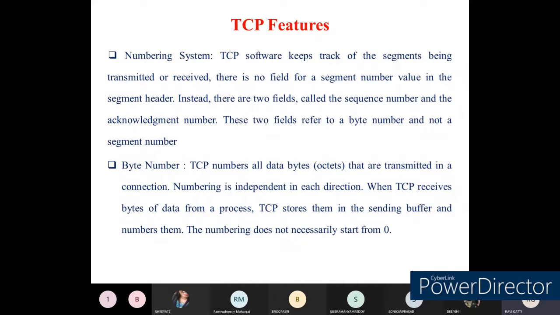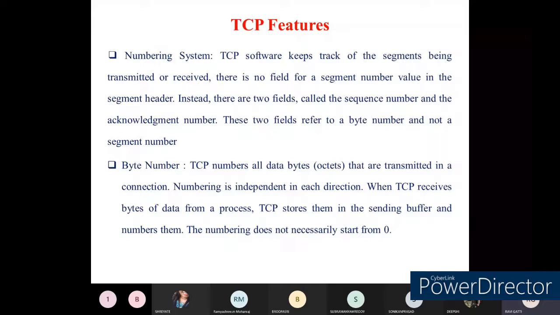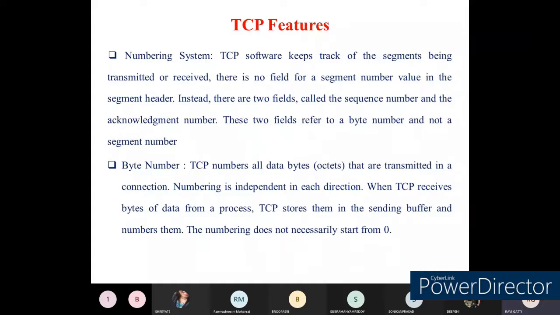This numbering system has two important fields in the segment number. The first one we call the byte number. It is a TCP number for all the bytes transmitted during the connection. This byte number is independent for each direction. Since TCP is responsible for two-way, full duplex communication from source to destination, the numbering has to be unique for each direction. Therefore the numbering is independent of the direction.